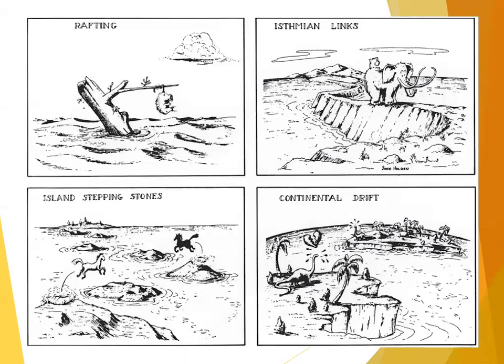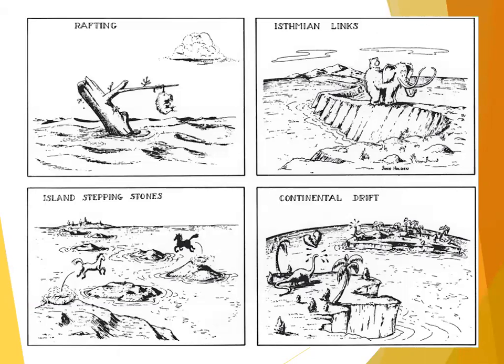The next is the idea of isthmian links. So these isthmuses, these land links from one place to another, but we find no evidence of them. Another idea, and they aren't unicorns, even though it really looks like it in the shadowy figure there, is the idea of island stepping stones. That there were small islands they were able to move between to get from continent to continent. Once again, there should be some geologic evidence for that.